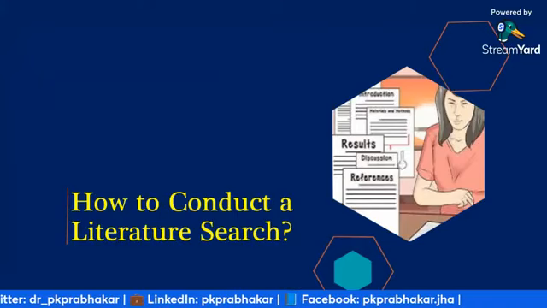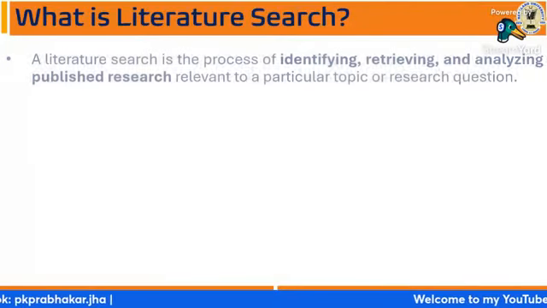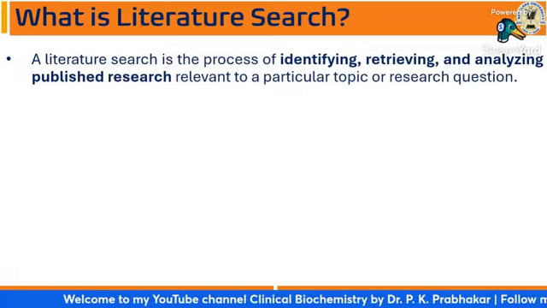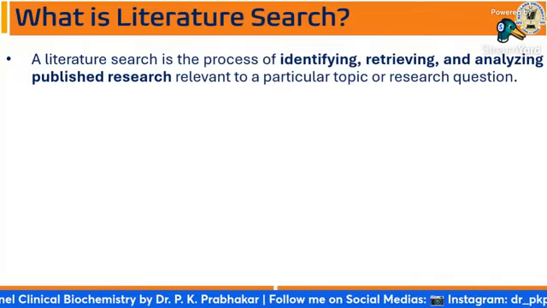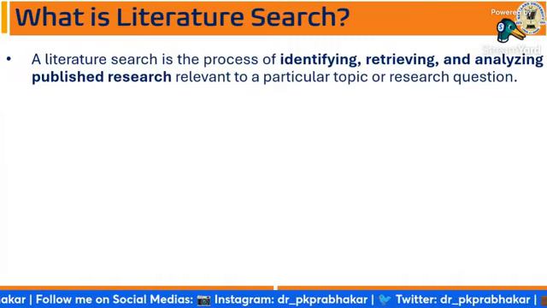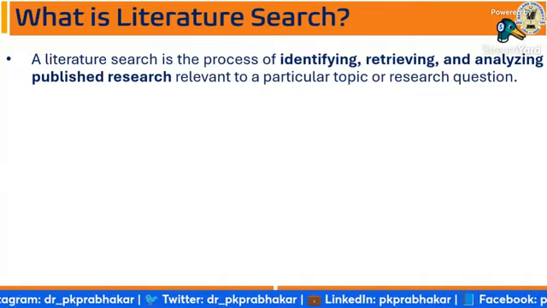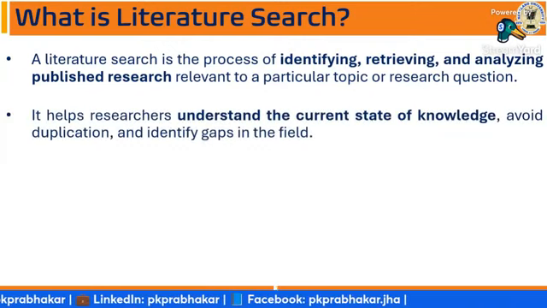So for literature, when we start papers, the first thing is to do a proper literature search. What exactly is a literature search? Normally, literature search is a process of identifying, retrieving, and analyzing the published research relevant to a particular topic or research questions. Whatever broad topic or research questions you have in your mind, related to those you try to find different kinds of articles and published papers. So identify, retrieve, and analyze the published research related to those things.